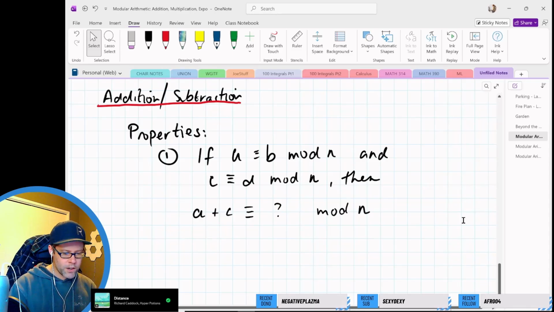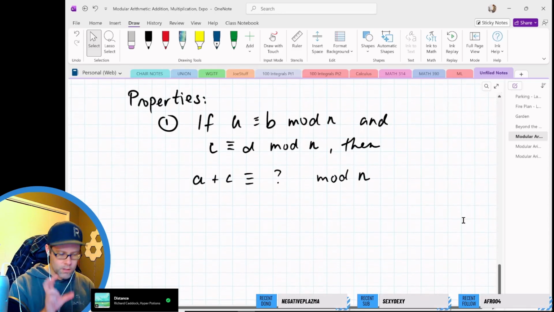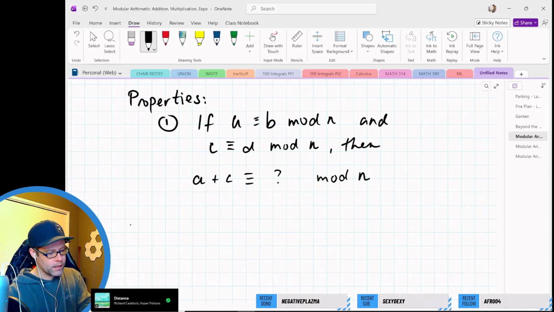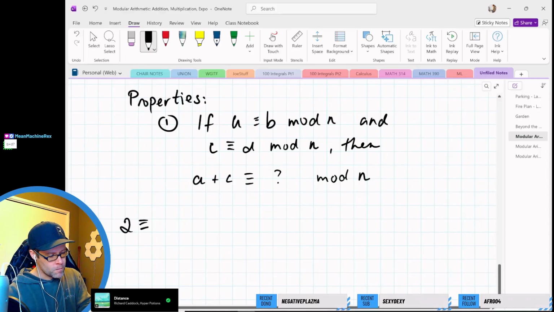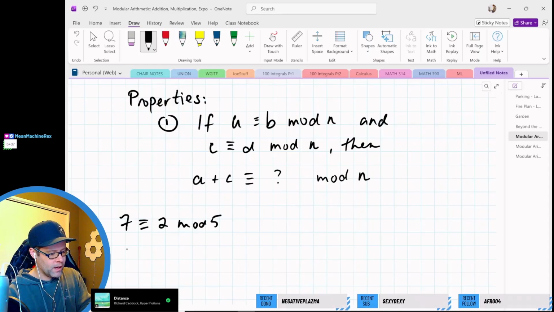So if you're curious about properties like this and how this interplay works, you might start working on some small examples, right? So take some numbers. Actually, we need a bigger number. Let's take 7 is congruent to 2 mod 5. And 9 is congruent to what mod 5? 4?